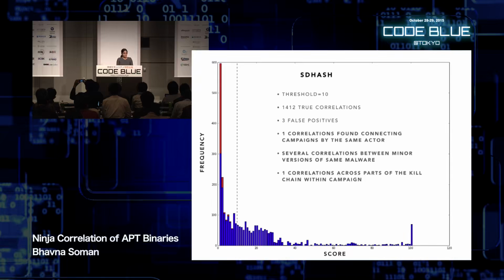This method found connections between binaries used in different campaigns by the same actor. It was able to find connections between different versions of the same malware. And it was able to connect binaries used in different parts of the kill chain.